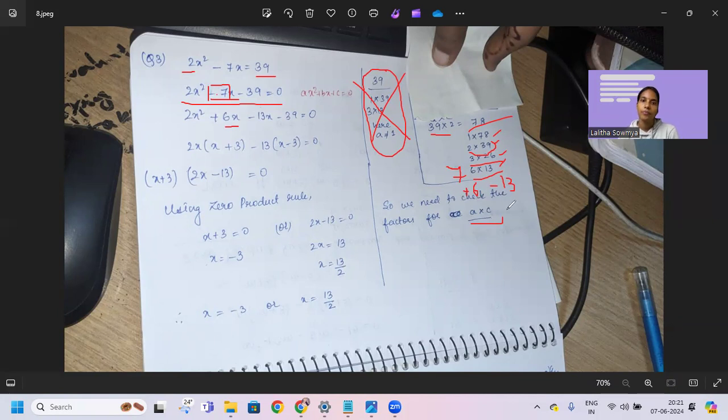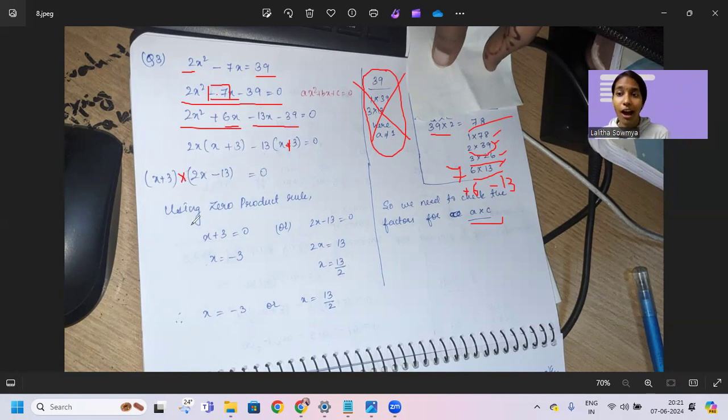If you see now, 13 6s is 78 and 39 2s is also 78, because this is minus 39. Now I'm just rephrasing it: 2x square plus 6x minus 13x minus 39. And if I take 2x common in the first two, I'll get x plus 3, and minus 13 if I take common, it is, sorry, x plus 3. My bad, it is x plus 3. Okay, x plus 3, if I take common in both of them, it will be 2x minus 13 equal to 0.